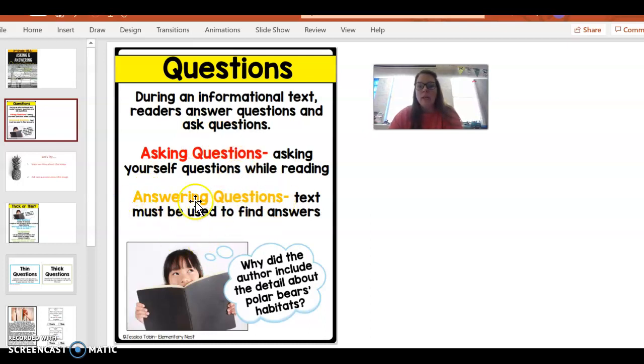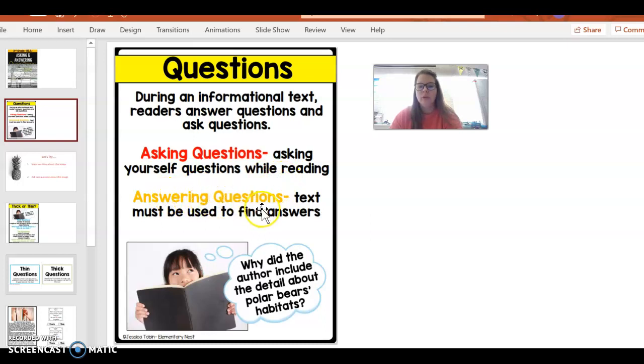But then while we're reading, we're also looking for answers to those questions. So if I ask, what does the animal eat? Then while I'm reading, I should be able to find that answer in my story. Or if I'm asking, where do they live? I should be able to answer that question while I'm reading. Okay, so when we are reading a nonfiction text, we are asking questions, but we're also looking for those answers.